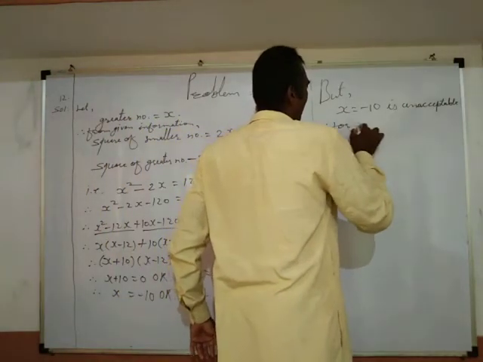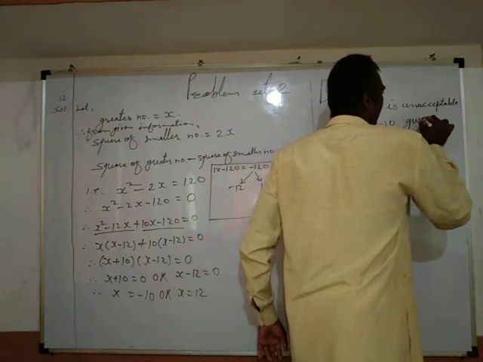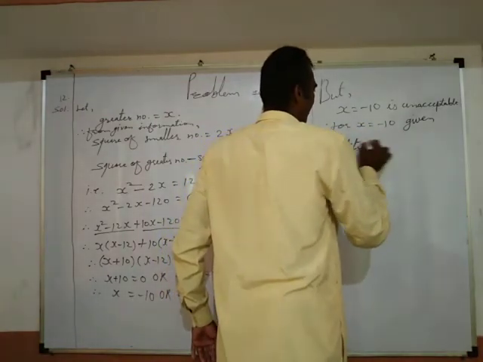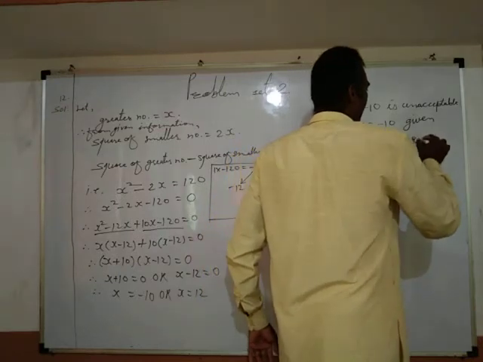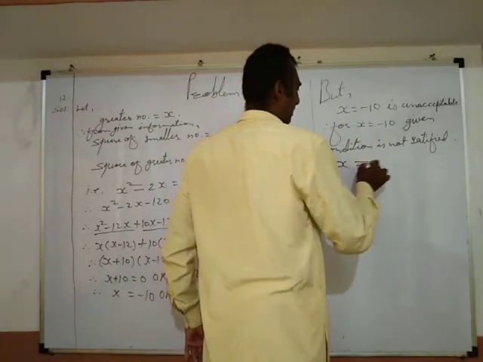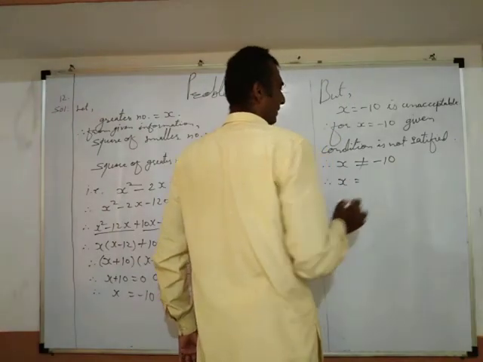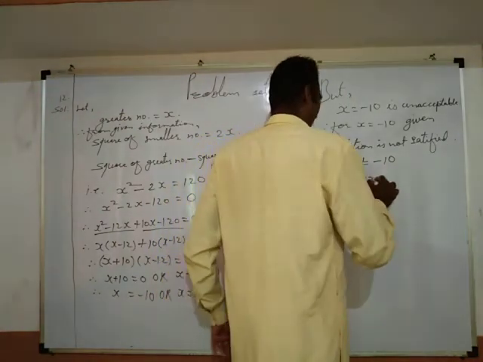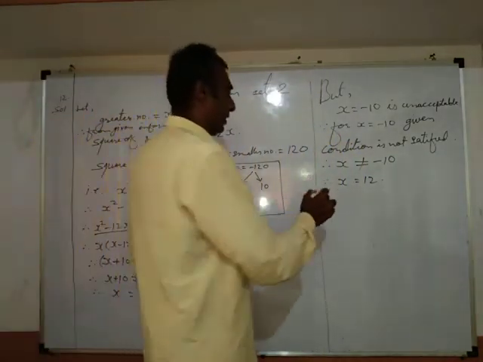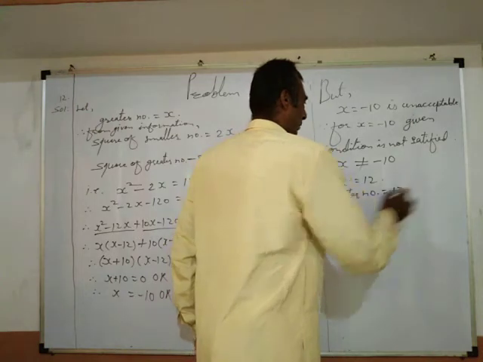Since for x equals minus 10, the given condition is not satisfied, and therefore x must not be equal to minus 10, and therefore x equals 12. Okay, x equal to 12 means greater number equal to 12.